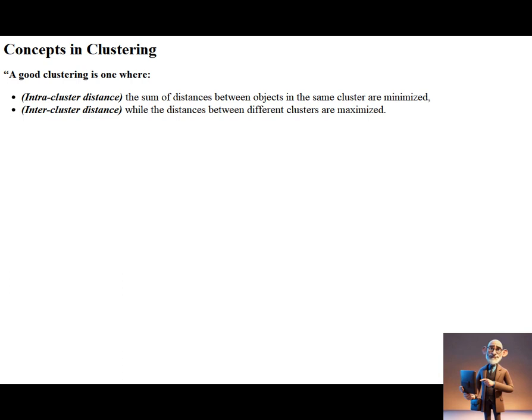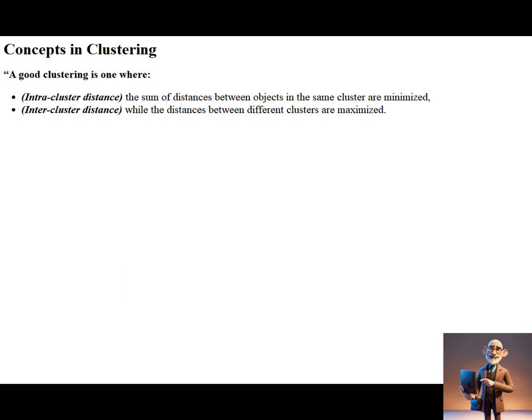Now let's shift our focus to the space between different clusters. The inter-cluster distance measures the separation or dissimilarity between distinct clusters. Here, our objective is to maximize this distance. The greater the distance between different clusters, the more distinct and well-defined they become. It's akin to creating boundaries that clearly delineate one group from another. Maximizing inter-cluster distance helps us avoid overlap, ensuring that each cluster represents a unique set of patterns or characteristics.